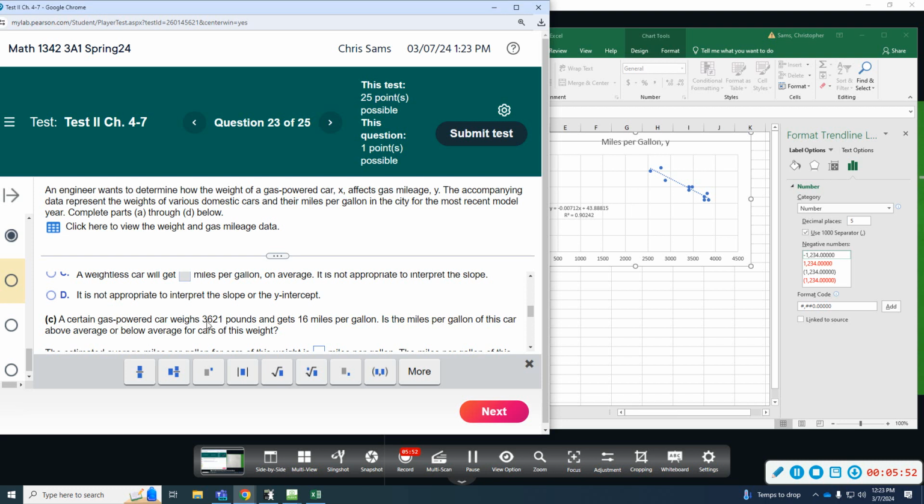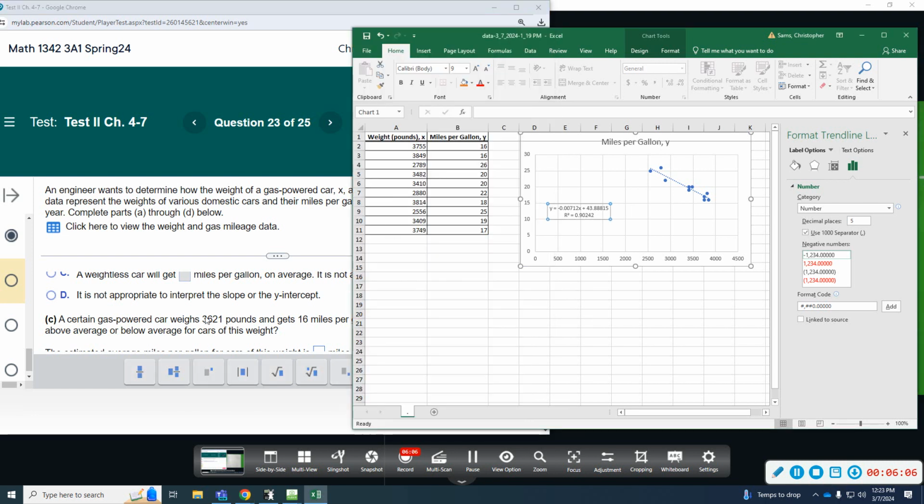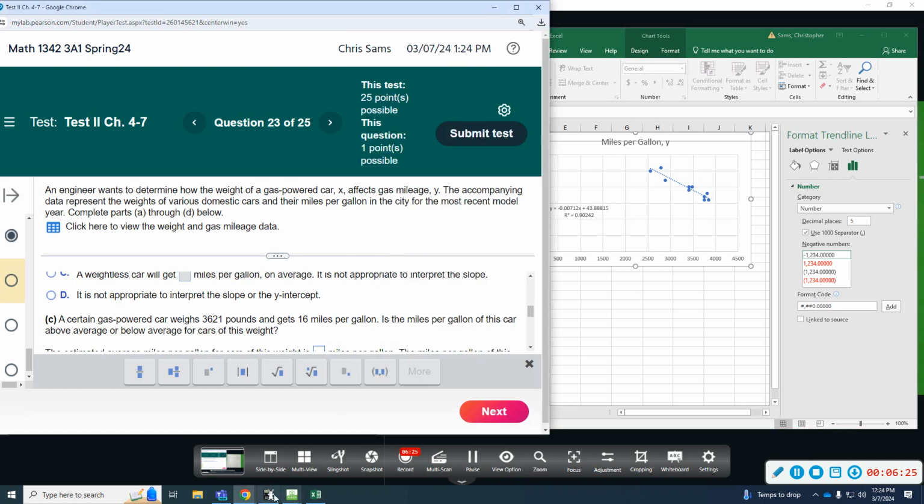C, a certain gas-powered car weighs 3621 and gets 16 miles per gallon. Is the miles per gallon of this car above average or below average of its cars? So we look at our data. We don't have a 3621. Okay, they're just saying that that is the case. So based on our model, we want to know, is this above or below? So I'm just going to plug in 3621 for X and see what happens when I compute that.